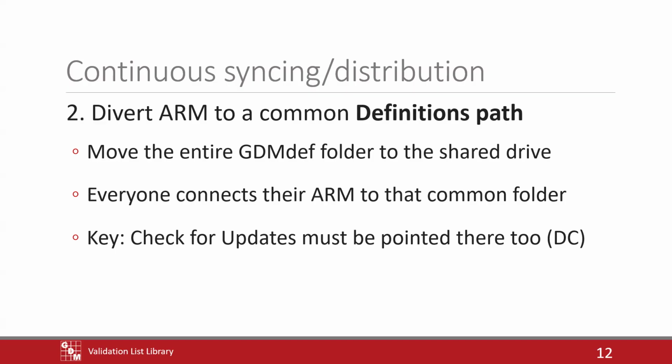The one problem that is less obvious is that your check for updates also needs to know that you've changed that folder. Check for updates is a separate process from ARM, so it doesn't use the file path in ARM to update. So that's the gotcha there.